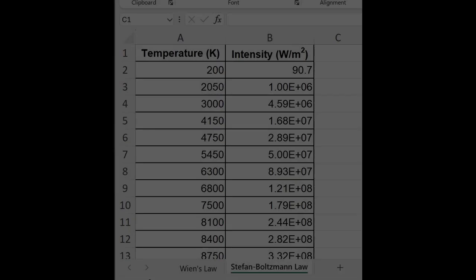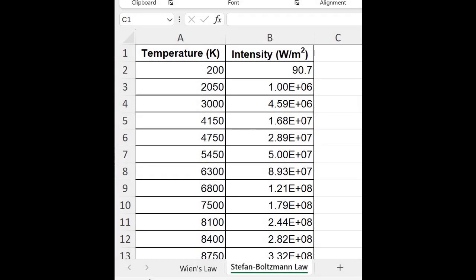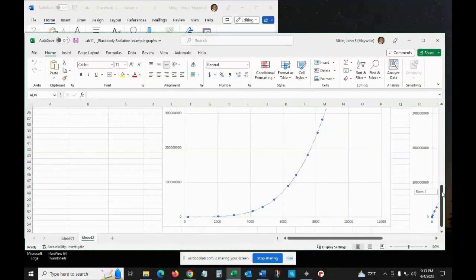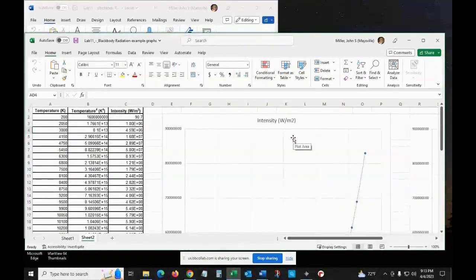For part 2, you want temperature on the horizontal axis again and intensity on the vertical axis. Assuming you put your intensity values in E format in your data table, you should be able to get a graph, which again will be curved. Look at the expression for Stefan-Boltzmann law. This should tell you what to do with the temperature values to get a linearized graph.